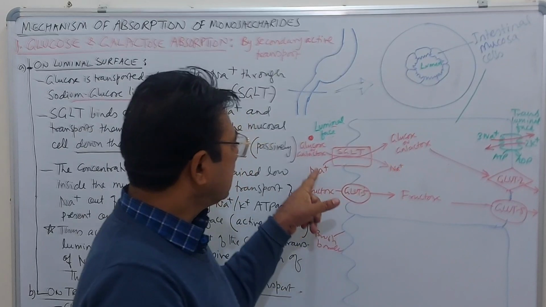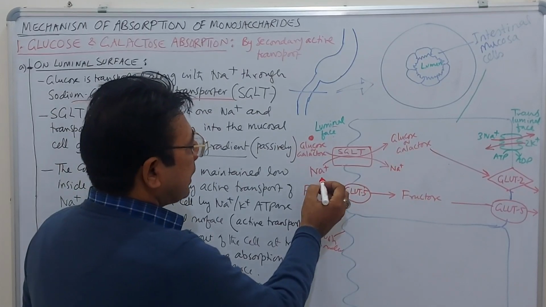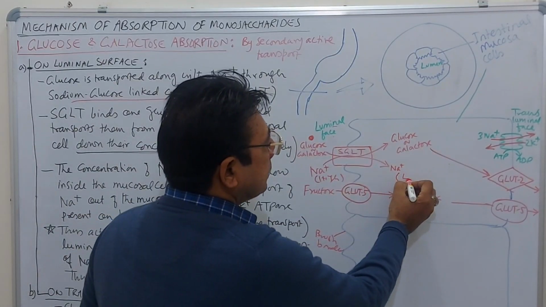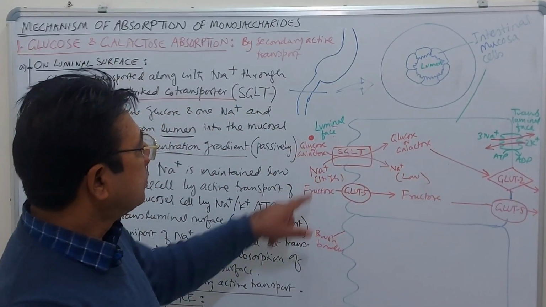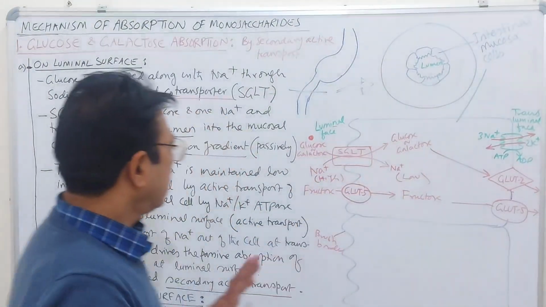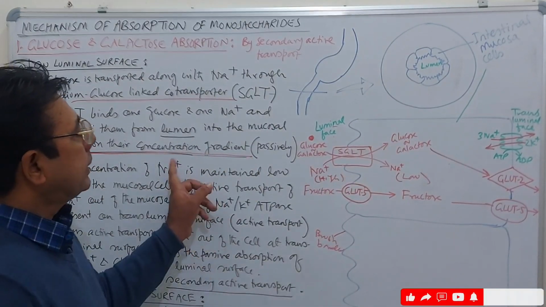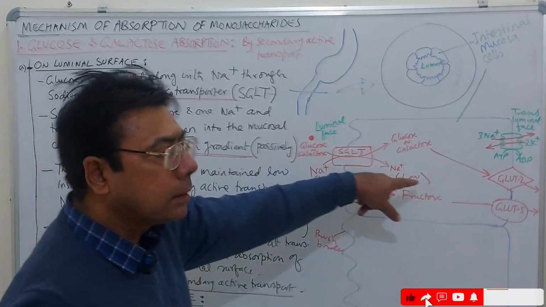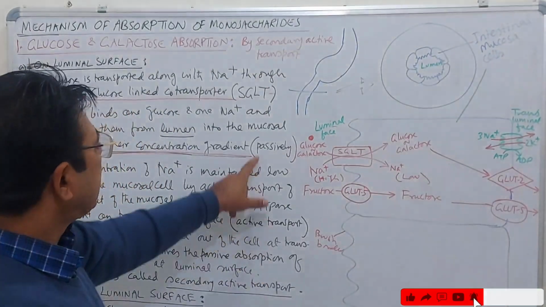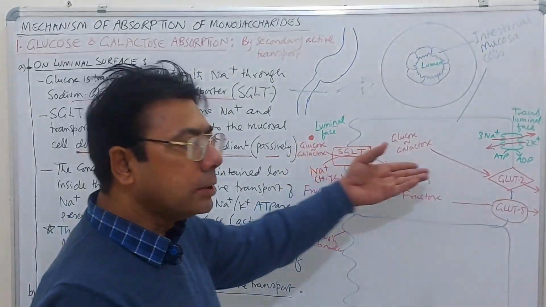So SGLT transports glucose along with sodium, and in this, sodium is high here and sodium is low here. So sodium is moving from high concentration to low concentration. That means it is moving down its concentration gradient. Here you see that sodium is moving down its concentration gradient, and when something moves down its concentration gradient, such a movement is called passive movement. So here you see that sodium is moving passively and glucose is also moving along with it.